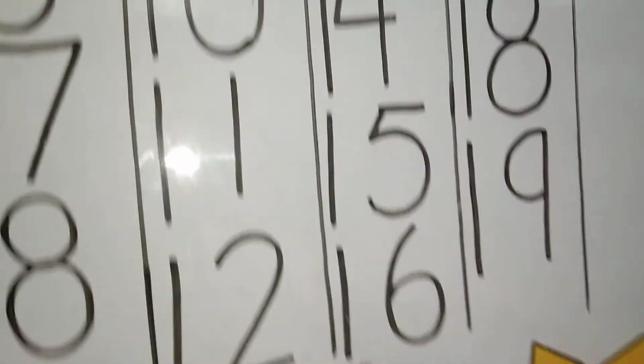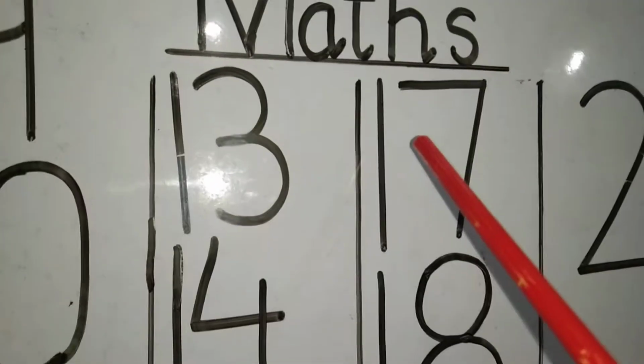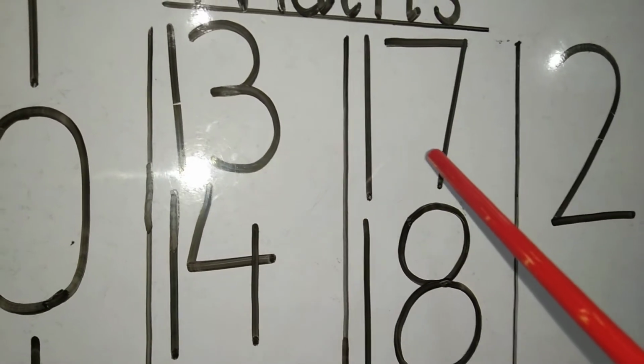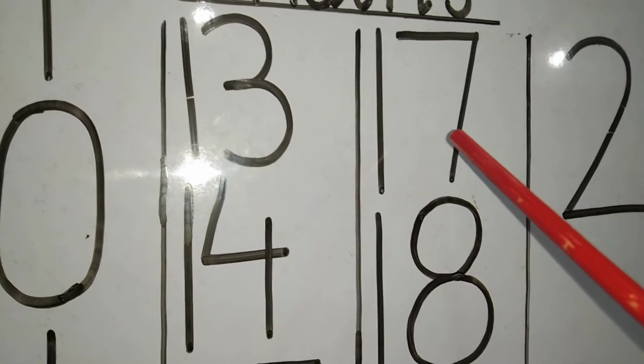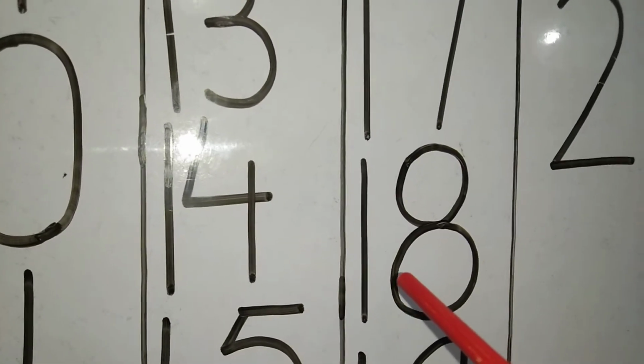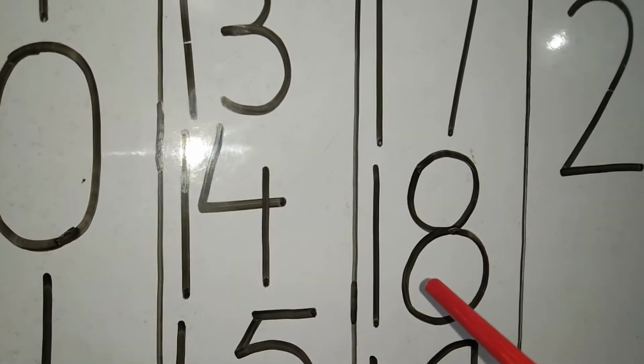And tell me what comes after 16? 17. 1 and 7, 17. And what comes after 17? Number 18. 1 and 8, 18.